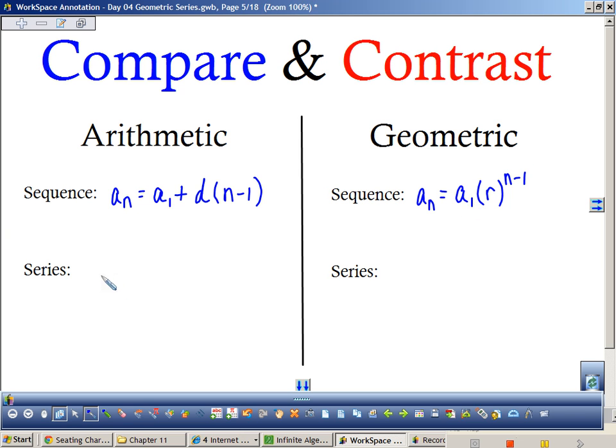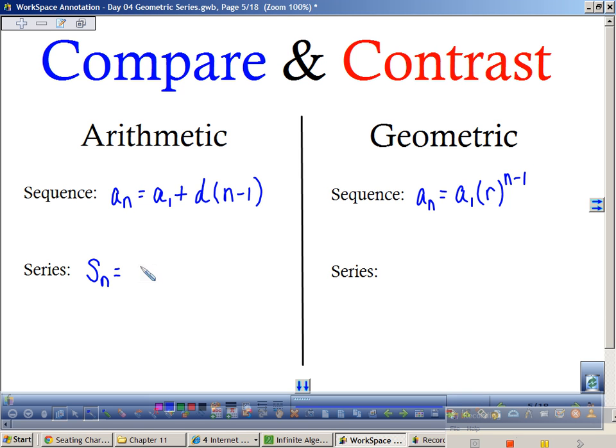Okay, what about the series? S_n equals what? There's a couple different ways to write it, right? I like n times a_1 plus a_n, like the first term and the last term, and you average it. But it can be written lots of different ways, right? You have the first term plus the last term multiplied by how many terms there are, and divide by 2.